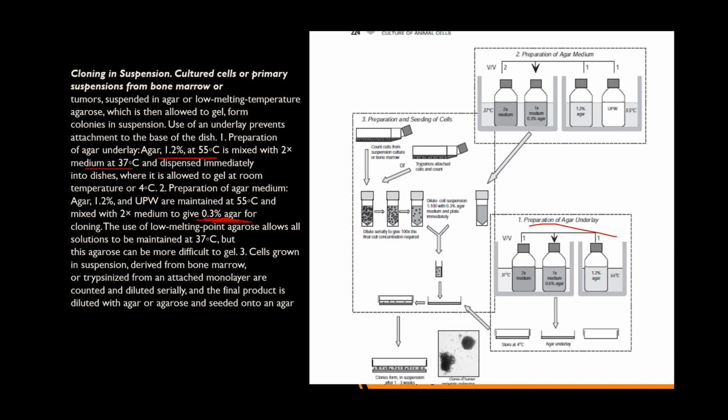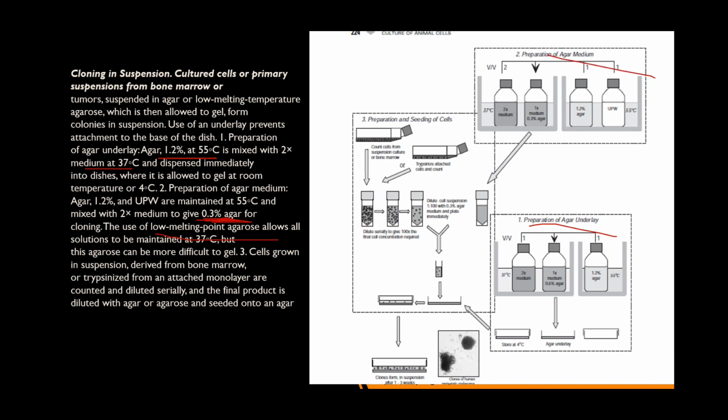The use of low melting point agar allows all the solutions to be maintained at 37 degrees Celsius. The advantage of this low melting point agar is that it's easy to maintain the temperature; at 37 itself, you can maintain them and it will not harden so much. But the problem is that it will take a long time to gel.